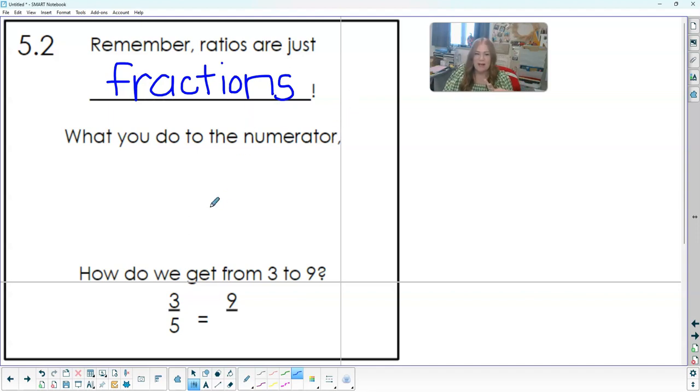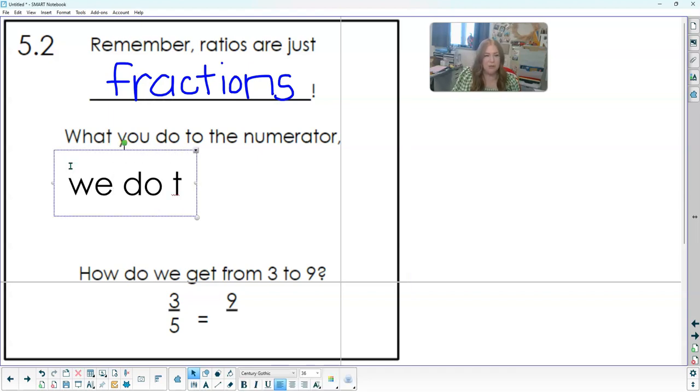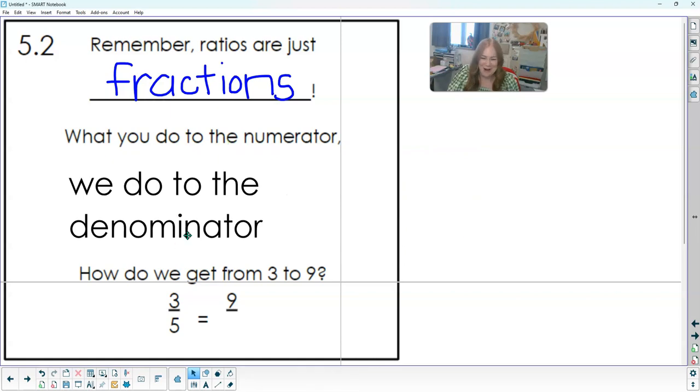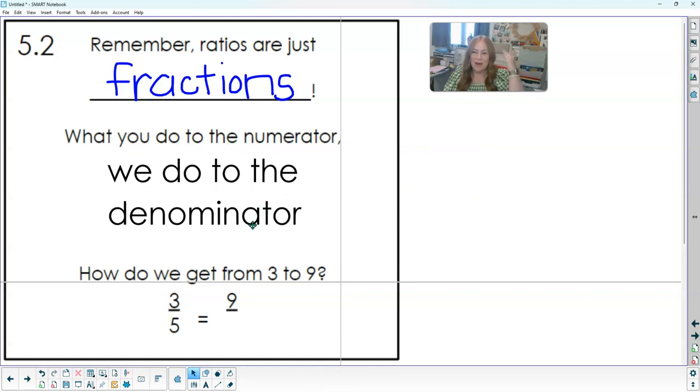And just like fractions, whatever we do to the numerator, we do to the denominator. And yes, I have to say it just like that every time to spell it right. So whatever we do to the numerator, we have to do it to the denominator to keep it equivalent. So if you want to divide the numerator by 2, you also have to divide the denominator by 2. You have to do the same thing to both of them.